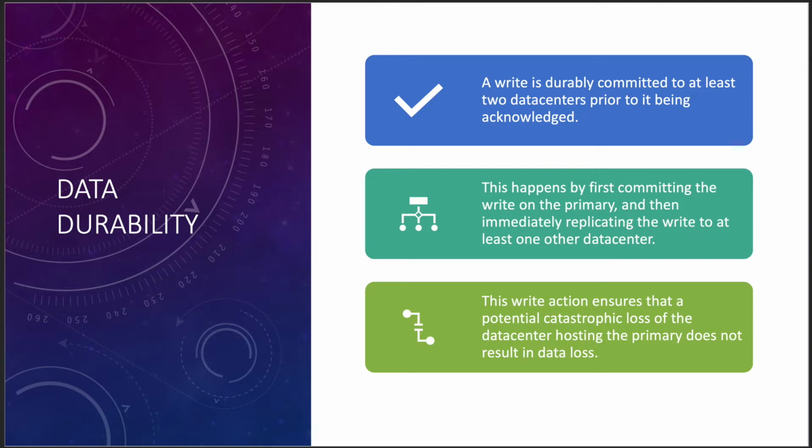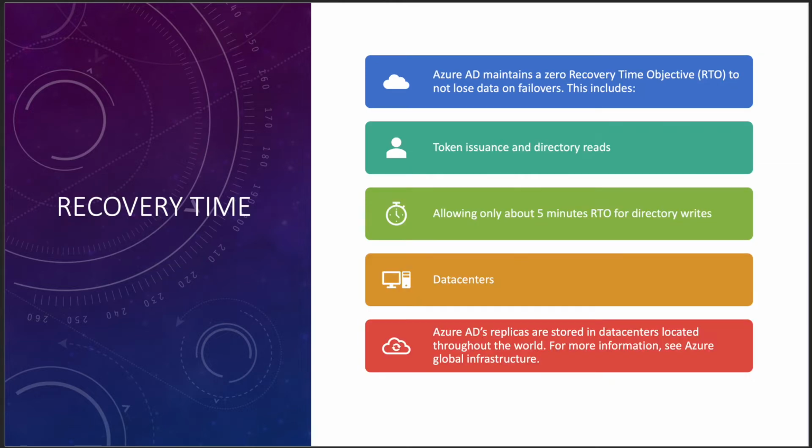And again, the data is very durable. It's committed to at least 2 data centers prior to being acknowledged. And this happens first by committing the write on the primary and then replicating it out. This all happens automatically inside of Active Directory. And this write action ensures that if there's a potential loss of data in the data center hosting the primary, it does not result in a data loss. So again, you're replicated across the board. This is all automated. You can set it up so that you can manage bits and pieces of this for yourself. But again, Active Directory, really, really resilient.